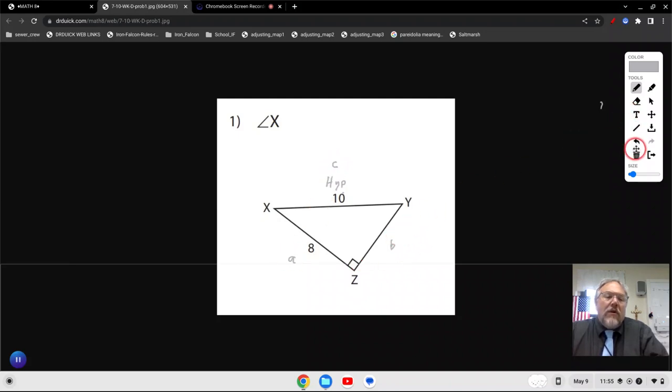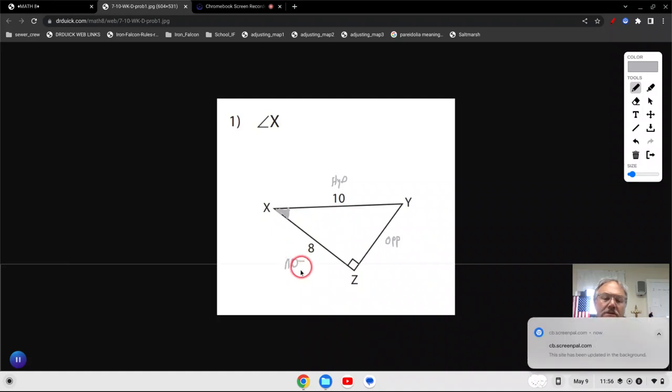Another way it can be marked, just to clear this off and start all over, you would have this called the hypotenuse, just like before, except we're looking at one angle. I'm looking at X, so this is called the opposite side to the angle. And this right here is the adjacent side to the angle. So we write that adjacent.